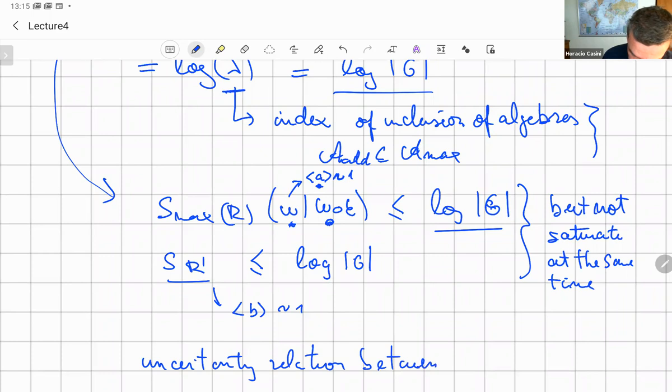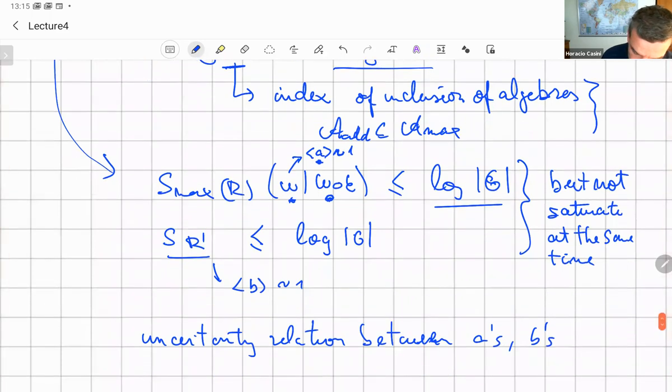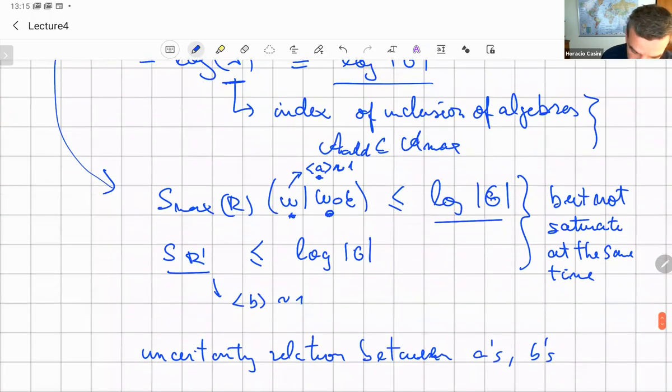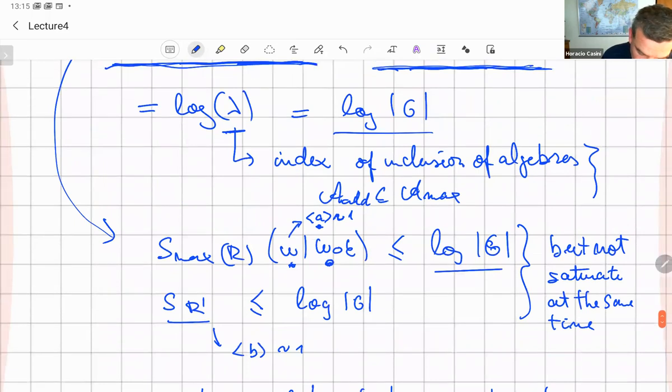Between the non-commuting operators A and B. But it's nice that it's an uncertainty relation, but it's in fact an equation. It's an equation, not an inequality.